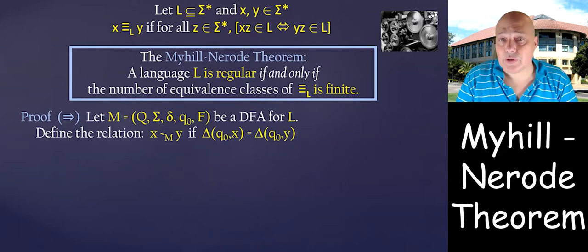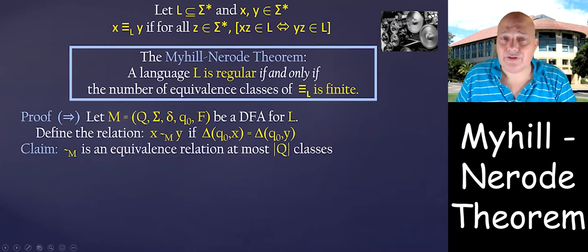If L is regular, then there exists some DFA for L. Let's say that it's M. And we're going to define the relation X is M-equivalent to Y if reading X or reading Y from the start state leads to the same state. So the DFA after reading X or reading Y reaches the same state, and therefore it doesn't know which one it read.